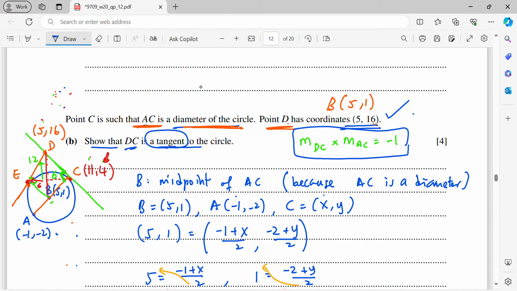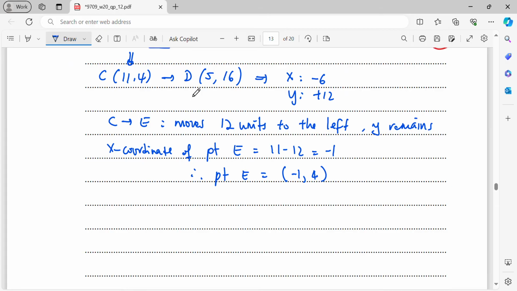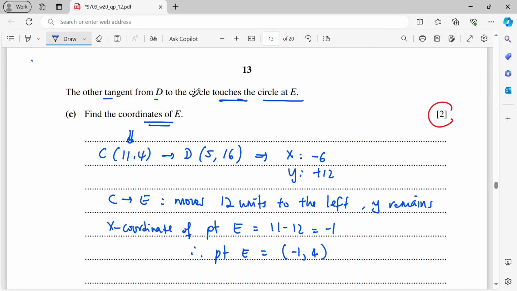So no calculation at all. That's all for this question.